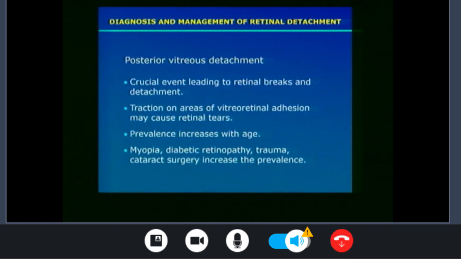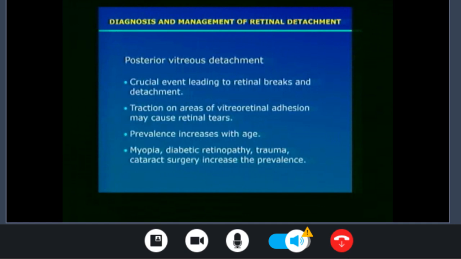What does this mean? If you see a patient with complete BVD, and you should be able to see it on the slit lamp, the posterior hyaloid as an undulating line, completely separated from the retina, you can tell the patient you are protected against retinal detachment. So complete BVD is protective.